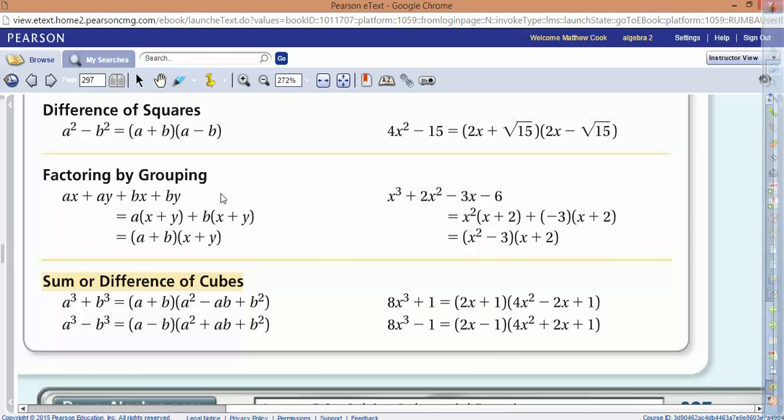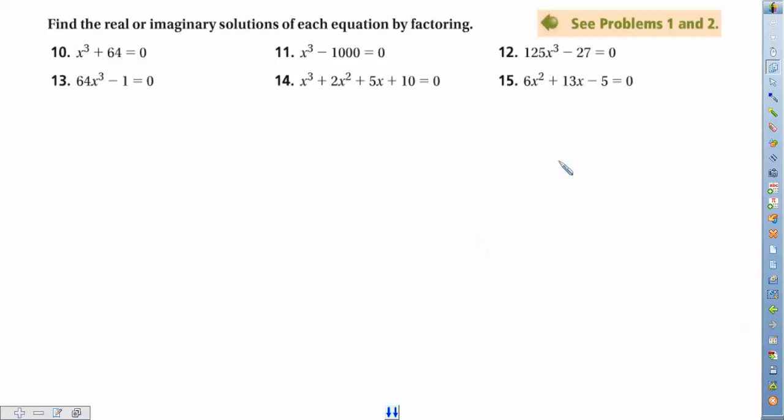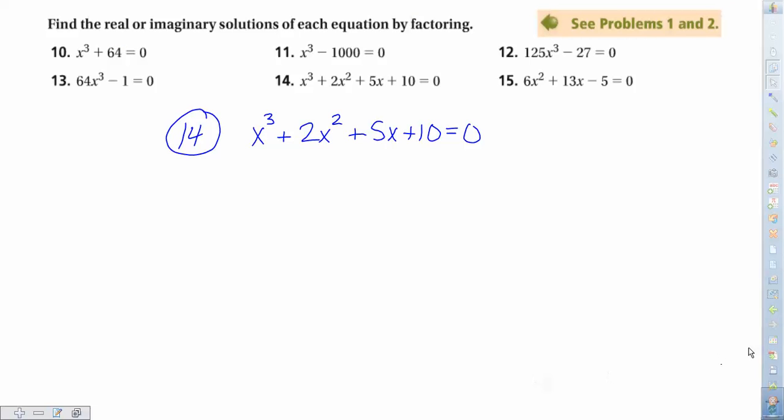Some of you, depending on which teacher you had, called this master product. And factoring with master product involves you grouping up the first two terms and grouping up the second two terms and doing greatest common factors with those. So here's what you're going to do with number 14. Okay, so first things first with grouping.